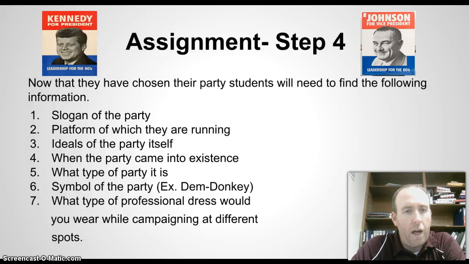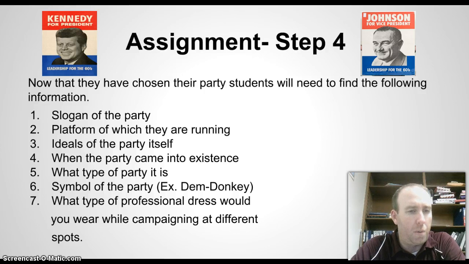Step 4, once you've chosen your party and researched and read through what your party is all about, here's the information that I want in your campaign commercial. First of all, I want your slogan to appear at some point during your commercial. Most minor parties will have some sort of slogan which they run on. So I want you to either use the slogan for your minor party, or come up with a slogan on your own.